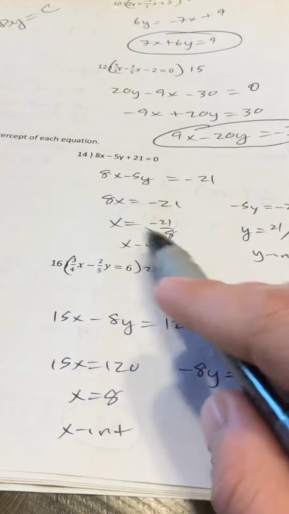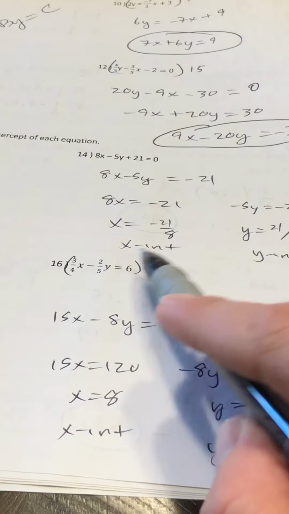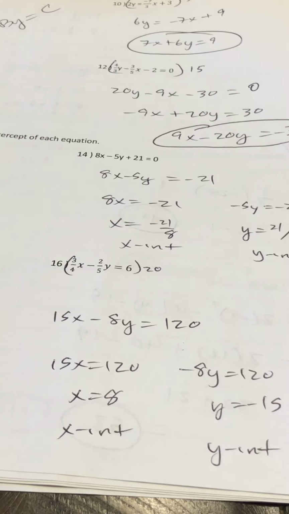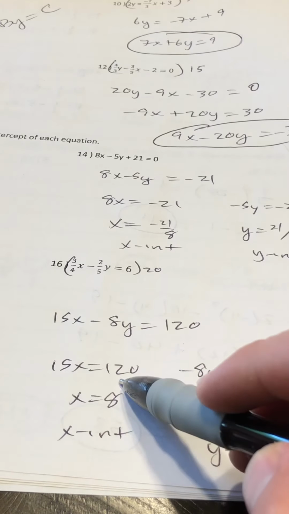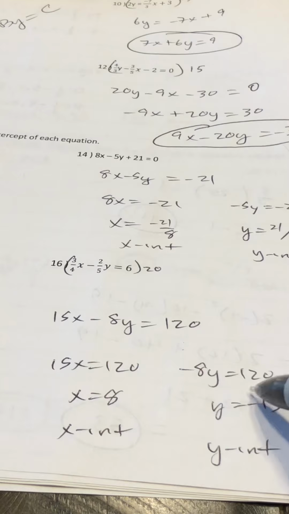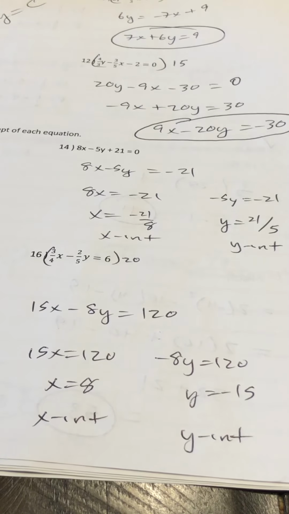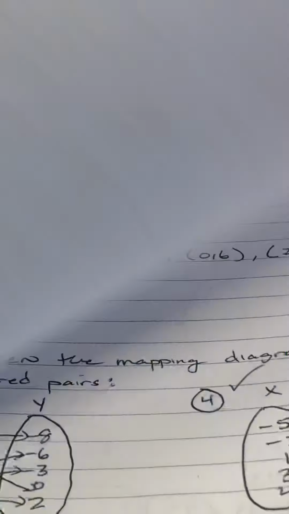Multiply everything by 20. 3/4 of 20 is 15. 2/5 of 20 is 8. Don't forget the negative. 6 times 20 is 120. 15x is equal to 120. Coverup method: -8y is equal to 120. There's your x-intercept and your y-intercept. Again, practice these. Don't just write them down, practice them.